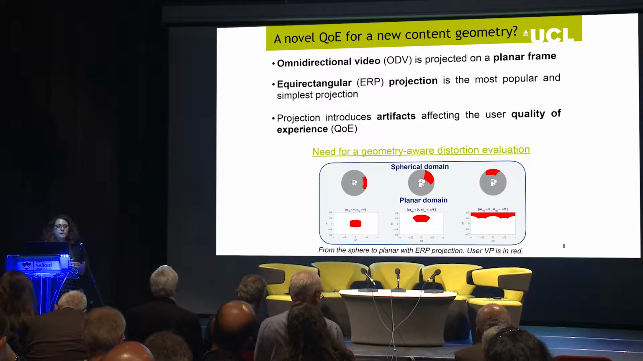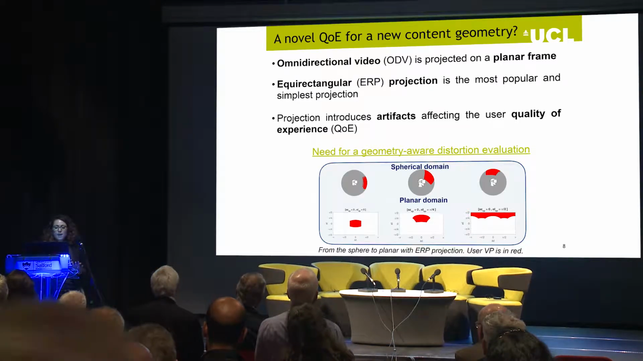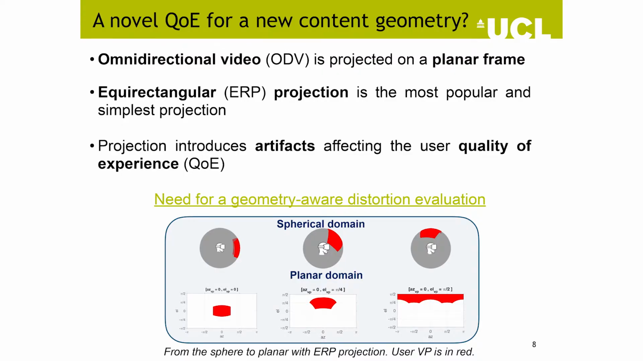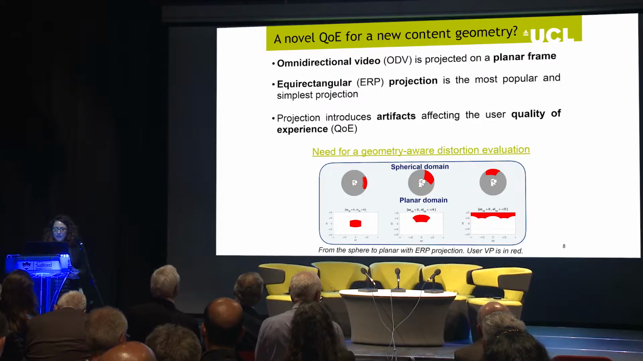So, for example, the very popular PSNR, that is the quality metric that is used nowadays, has been developed into a spherical weighted PSNR. So, based on the viewport position inside the sphere, we can weight the distortion.